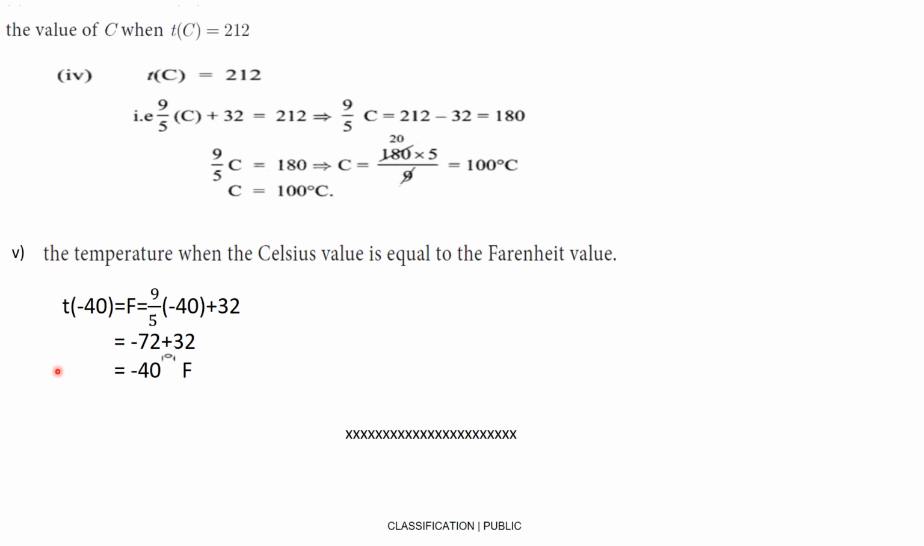The temperature when the Celsius value is equal to the Fahrenheit value. That is, we take it as T of minus 40 equal to F. What is the F value? 9 by 5C plus 32. Here 9 by 5 into minus 40 plus 32. Cancel it. Minus 8. 9 into minus 8, minus 72 plus 32. That is minus 40 degree Fahrenheit. Here the Celsius value is equal to the Fahrenheit value. Clear, students?